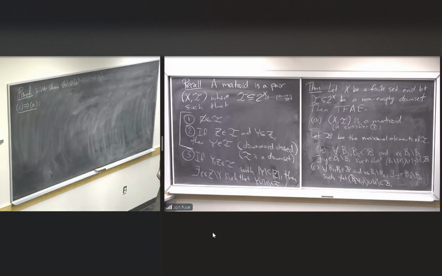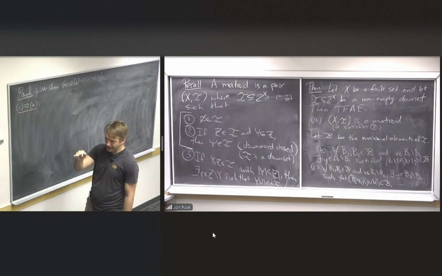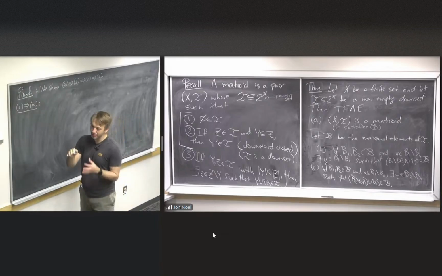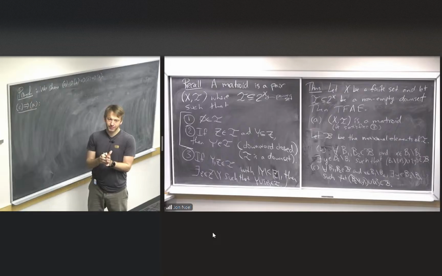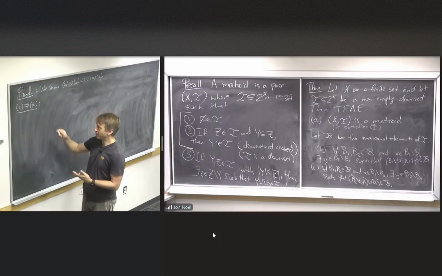So yeah, I'm assuming I've got this second basis exchange axiom that's true, and I'm going to prove that it's a matroid. But I already know the first two properties of a matroid hold, so I just need to prove that the third one holds. We're going to do this by contradiction.